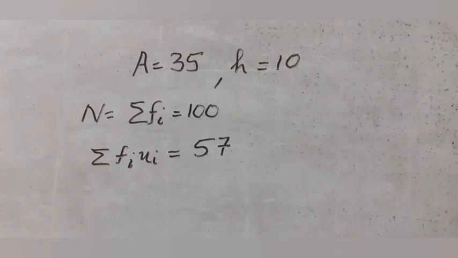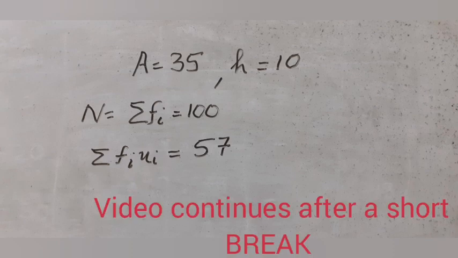So now we have got a, h, n and summation fi ui. You now substitute all these values into the formula for arithmetic mean x bar. A link to the formulas is given in the description.